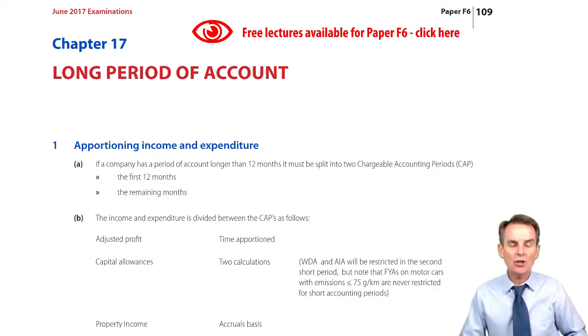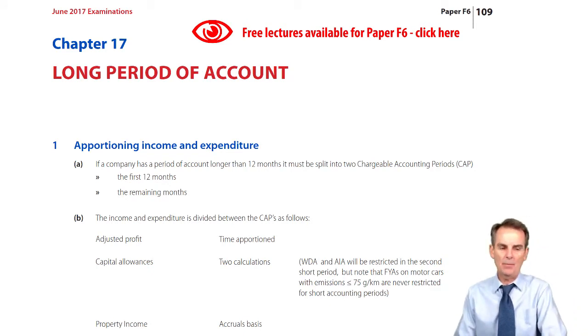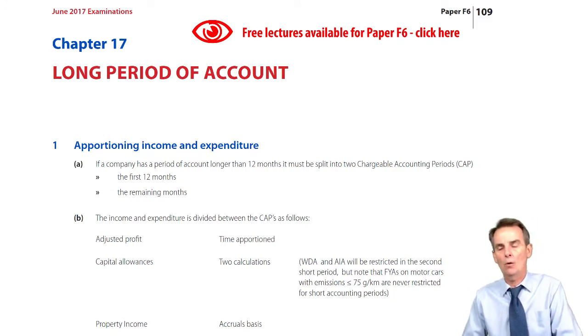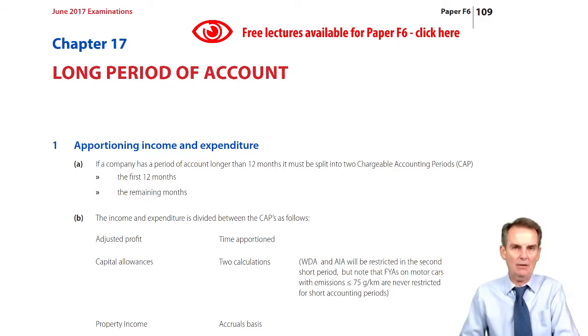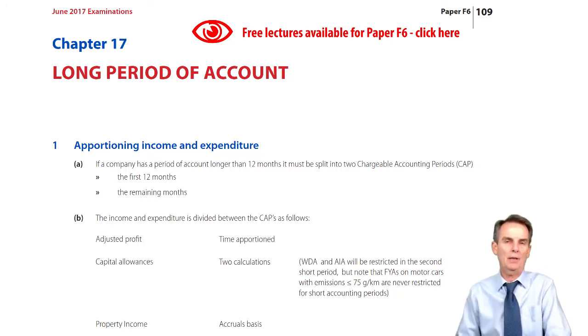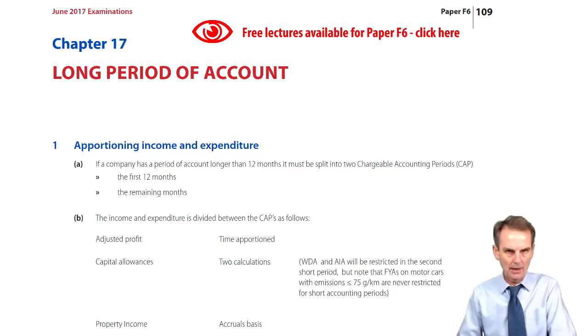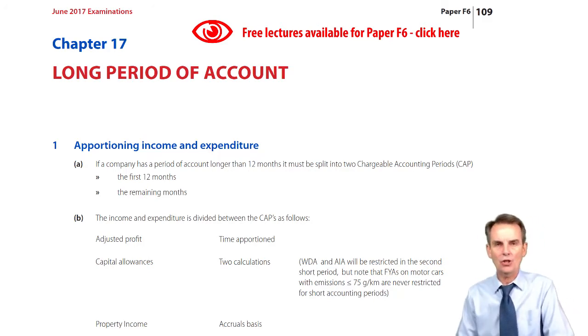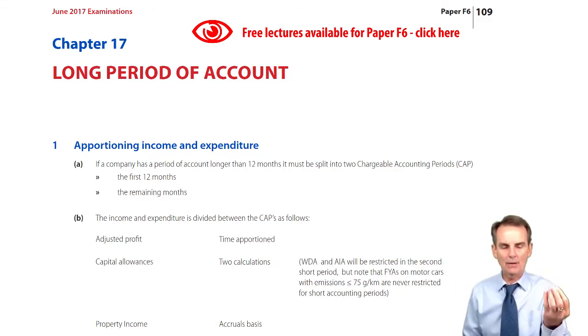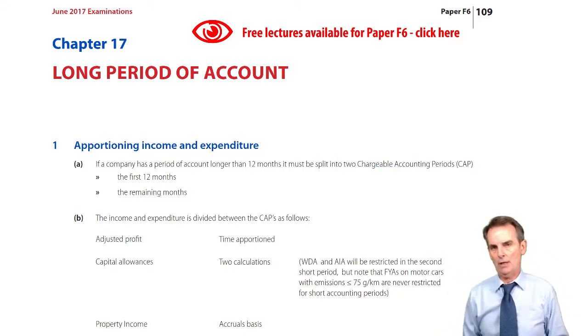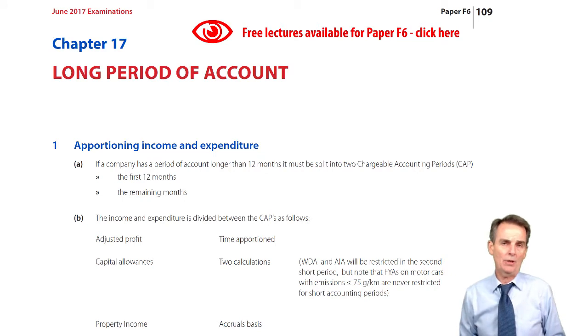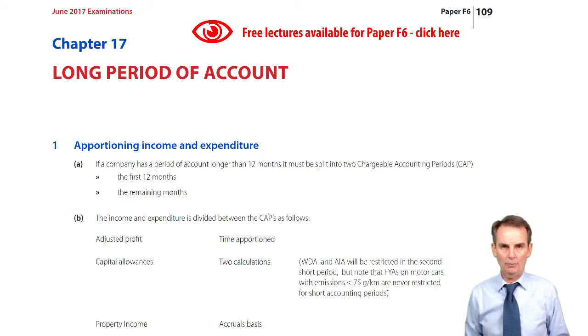If the company had a short period of account, maybe when it started, when it finished trading, or as a means of changing its accounting date, not a problem. The short period of account becomes the chargeable accounting period, and we prepare the corporate tax computation for it. The only time we had a difference, a discrepancy between the period of account and the chargeable accounting period was where, as we see now emblazoned upon this chapter heading, we were dealing with a long period of account, one of more than 12 months.